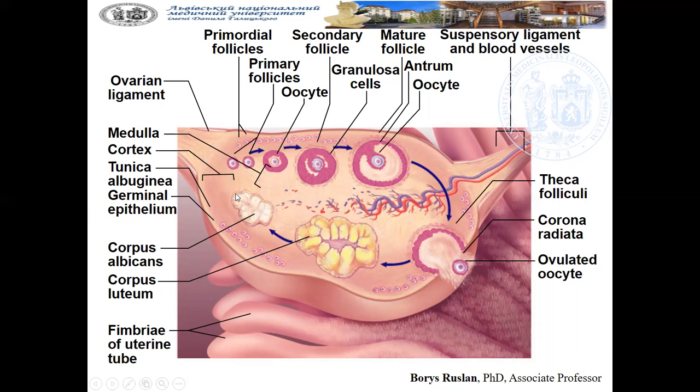Which hormones are produced by female genital organs? Before ovulation, it will be estrogens: estrone, estriol, and estradiol. And after ovulation, it will be the hormone to protect pregnancy, progesterone.